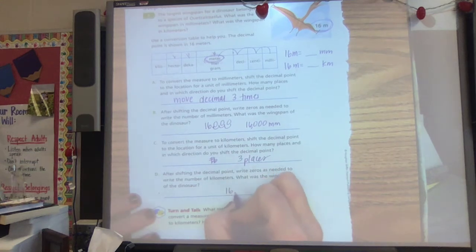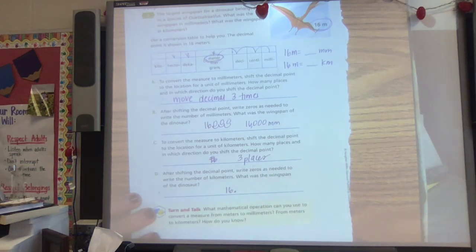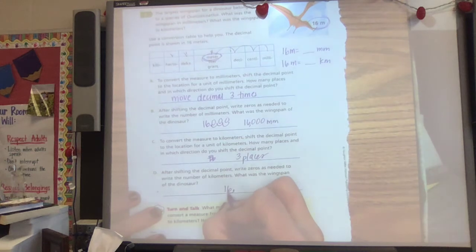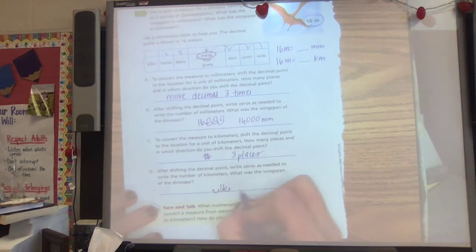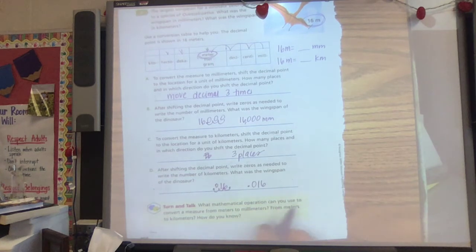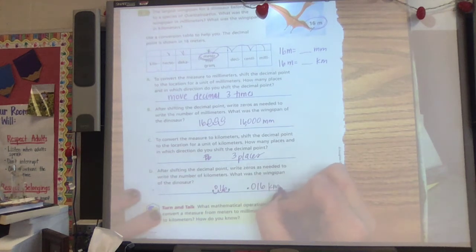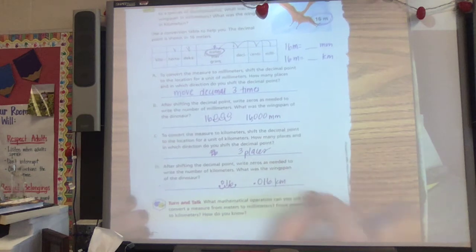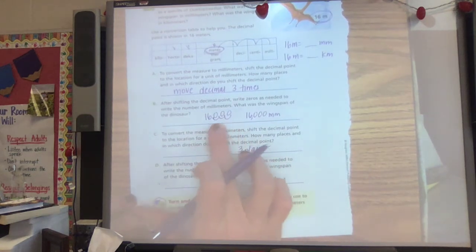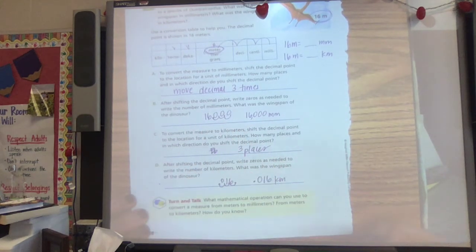And if we're here at 16 and I'm going to a smaller unit, 1, 2, 3, my new number will be 16 thousandths kilometer because it's going to be less than 1. If I've got 16 and I'm dividing it by 1,000, I know I'm going to get a number smaller than 1.